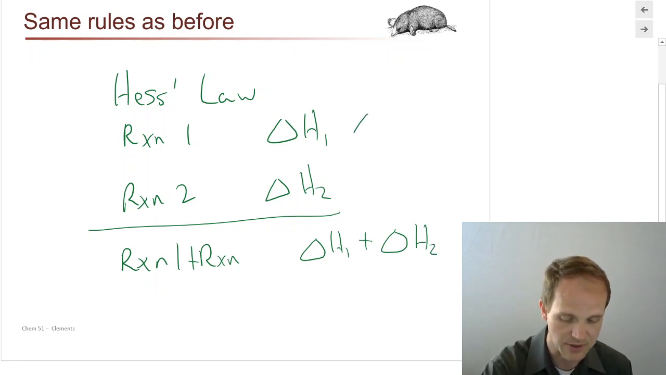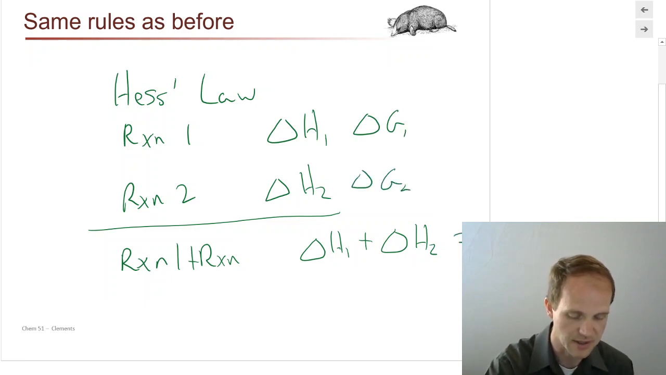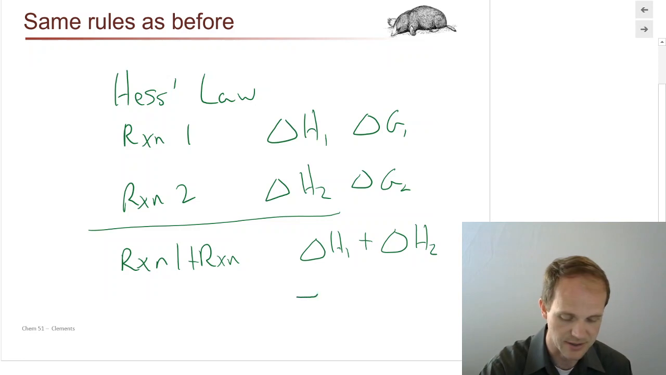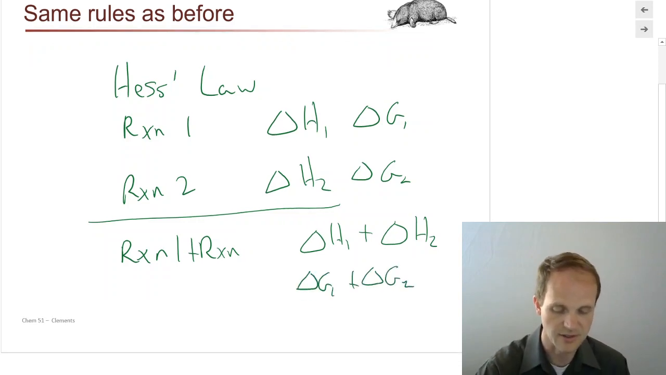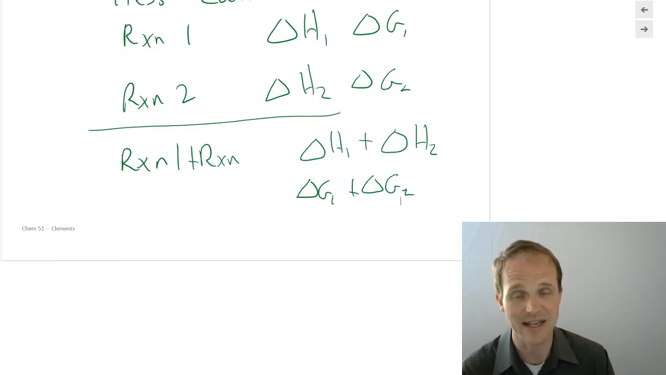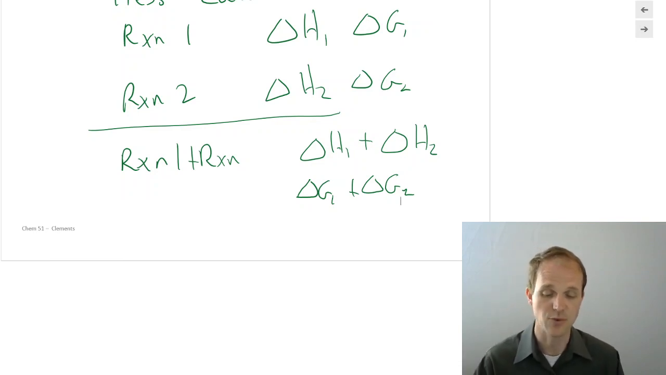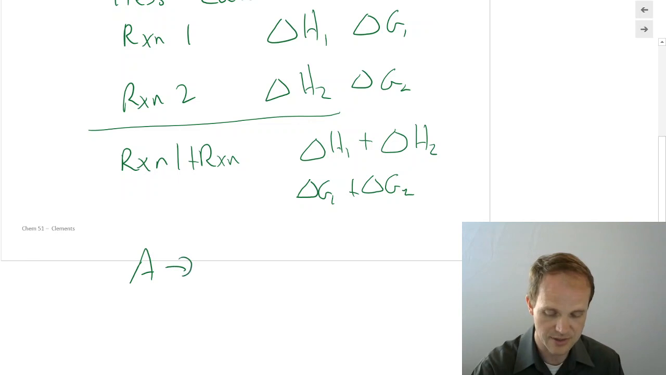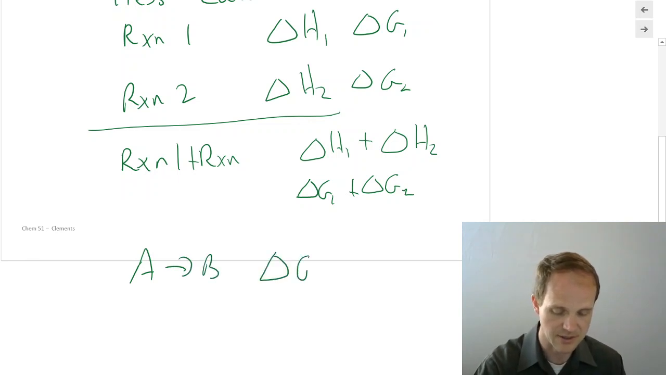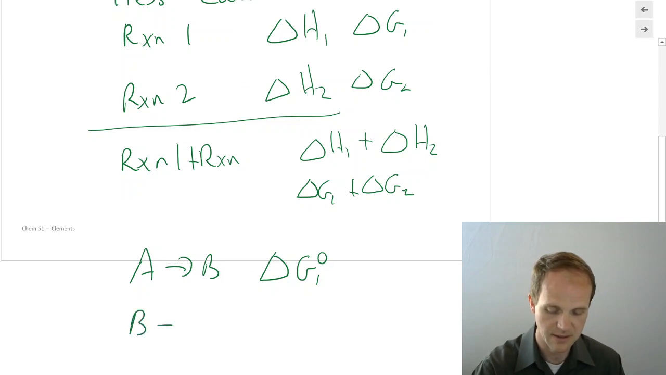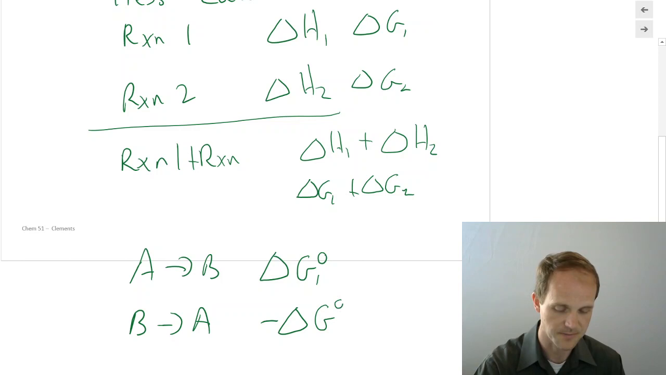The same thing works for delta G's. So delta G1, delta G2, well, they're unequal. It's delta G1 plus delta G2. Okay, so same thing's going on. You add these Gibbs free energies. If you reverse a reaction, if you take A goes to B and it has a delta G naught 1, then B goes to A is just going to have a negative of that.